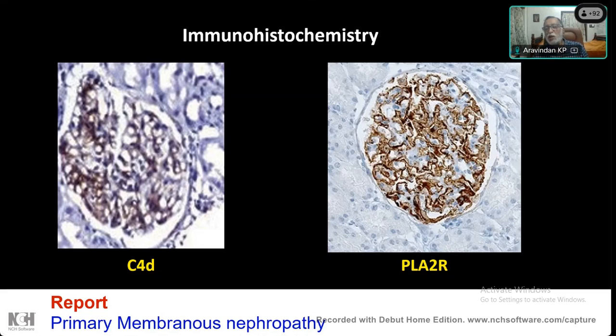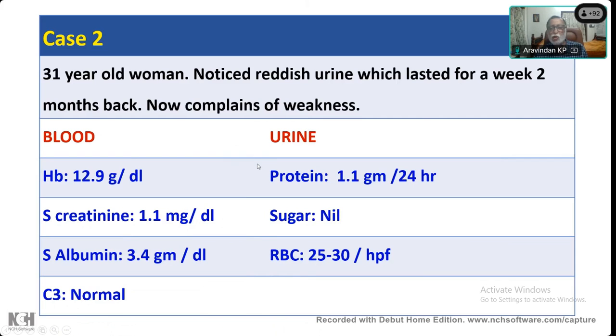And then you would conclude that in this particular case, this is a primary membranous nephropathy. And this antibody can be detected in the serum also, even for following up the patient after treatment, you can really look at this, and there are a lot of uses for this. I'm not going into those details right now. So with this, I think we can go to the next case.